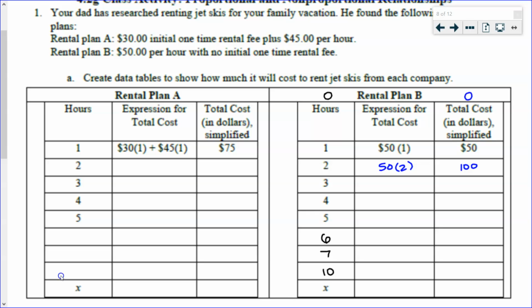We are back. Okay, 3 hours. Help me out here. 3 hours with rental plan B. How much is that going to cost, and how are you figuring that out? Thank you for getting us started, Danny. Perfect. 50 times 3, so $150. And 4 hours, Dakota? 200 because you did what? Exactly. And I don't want to forget about this column here. This column is going to be really helpful to us. So 50 times 4, that's how we got the 200.